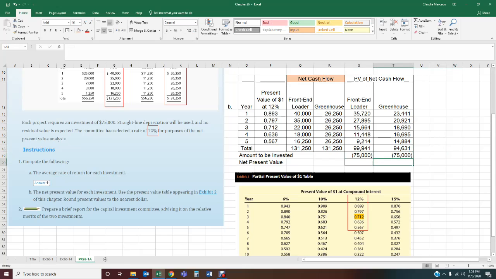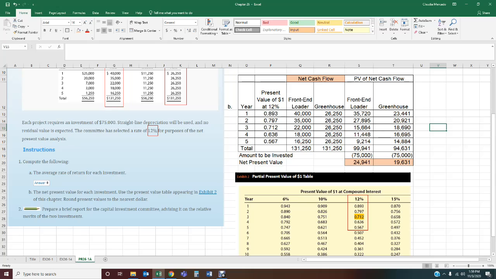Get 75,000. And there's 75,000 for both because it says that each project requires an investment of 75,000. So my investment for both projects is the same. Now I can calculate my net present value by getting the total present value of your cash flows minus your amount invested. Okay, so the 99,941 minus the 75,000 gives you 24,941. For the greenhouse, it gives you 19,631. And how do we get that 19,631? The 94,631 minus the 75,000 gives you the 19,631.